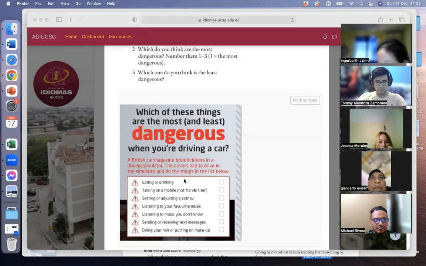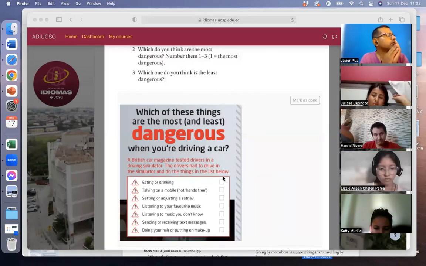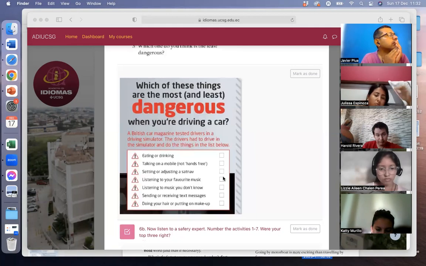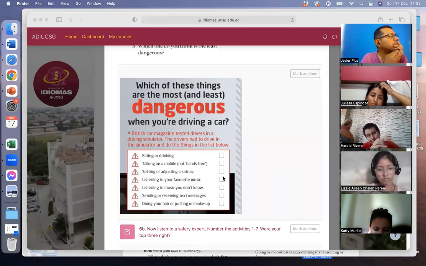Okay, so out of this list here, which one of these things do you think is the most dangerous and least dangerous? Giancarlo. For me, the most dangerous is sending or receiving text messages. And the least dangerous is listening to your favorite music. Okay.